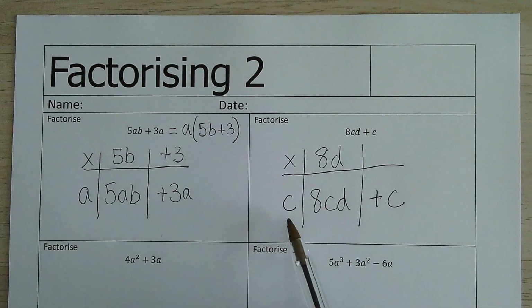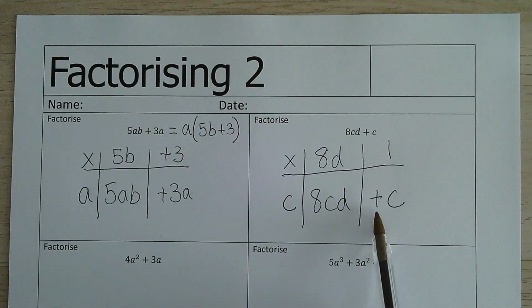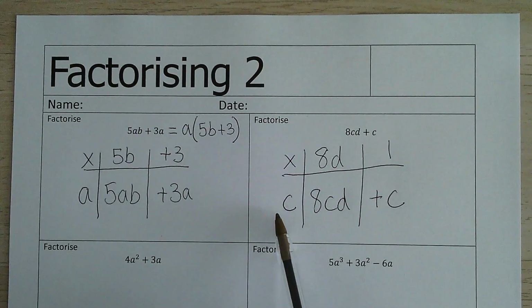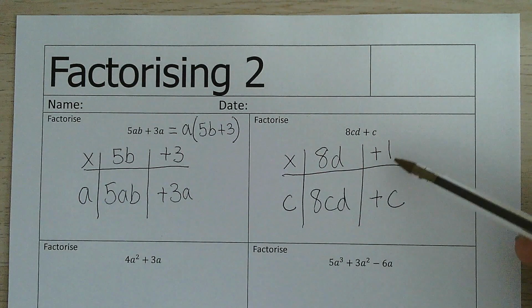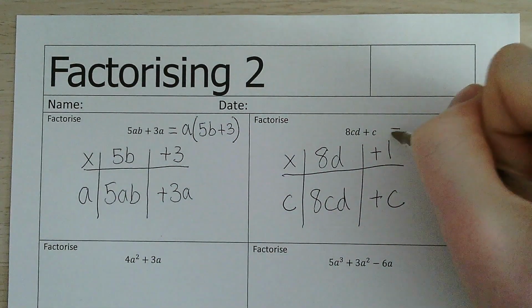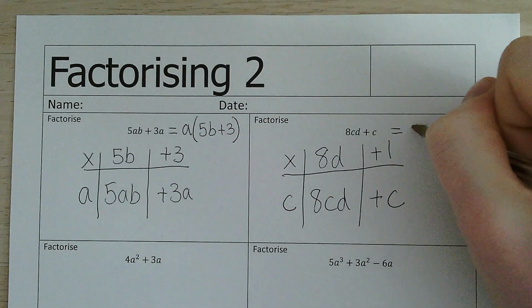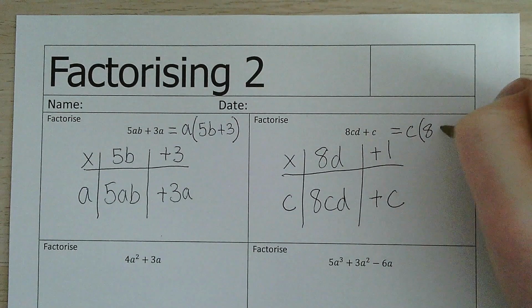Positive c divided by c just gives us 1, but it's really important that because we've got a positive sign divided by another positive variable here, our answer is positive and we include that within our grid method. And then we simply write down the final answer, c on the outside of the bracket, and 8d plus 1 on the inside of the bracket.